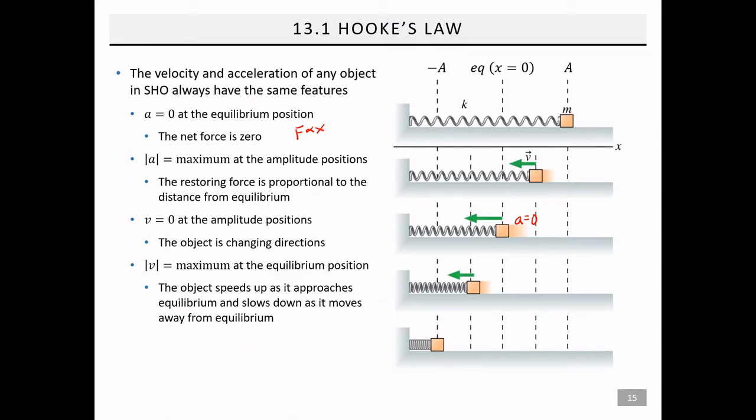Next is that the acceleration is largest at the amplitude positions. So then in the 1st and 5th diagram, we can draw large acceleration arrows, like so. Then in the 2nd and 4th diagrams, we can draw smaller acceleration arrows.